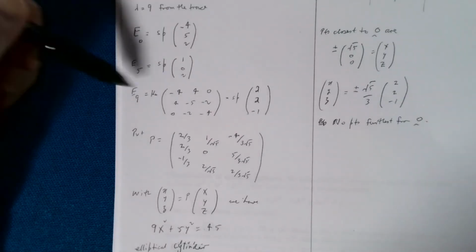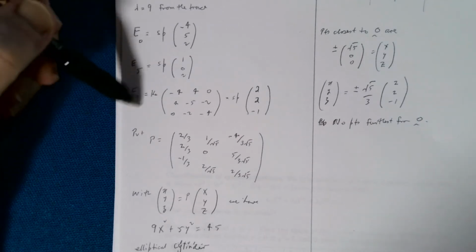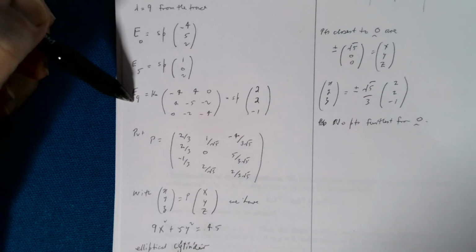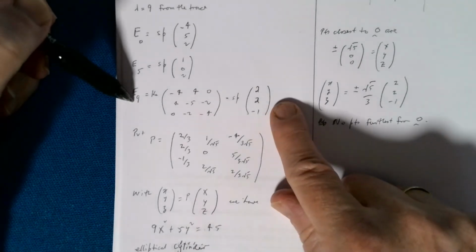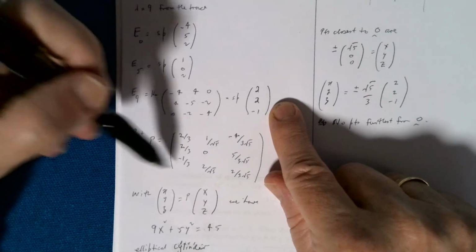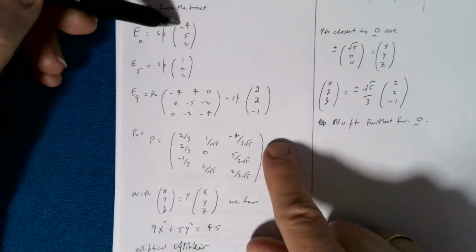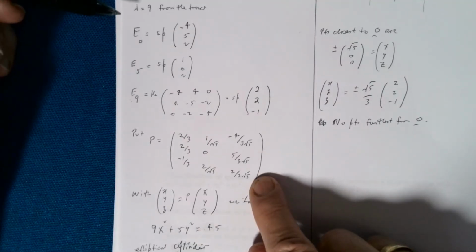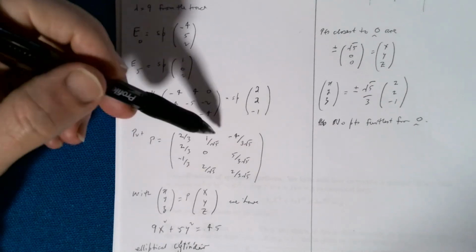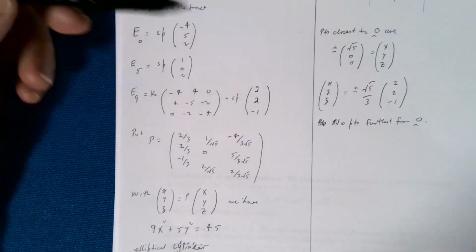I put 9 first. I took the biggest eigenvalue first, you don't have to, but I just chose to, so the eigenvector corresponding to the biggest eigenvalue comes first, so that was 2, 2, minus 1. And then 5 is 1, 0, 2, and then minus 4, 5, 2. Then I have to normalize these, so I divide them by 3, this by root 5, this by root 45, which is 3 root 5.